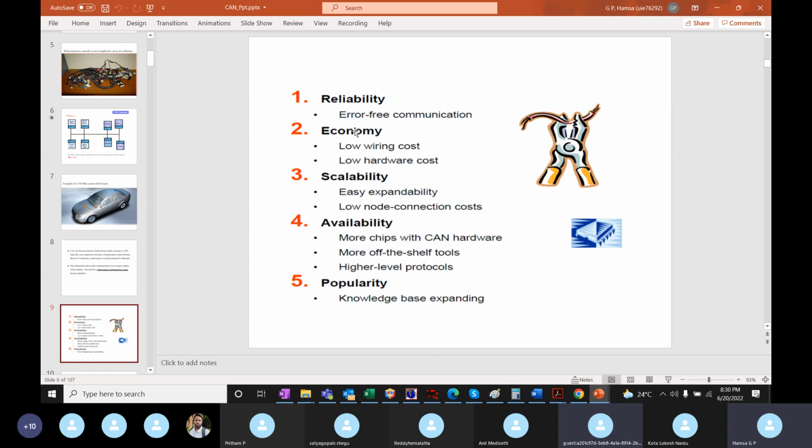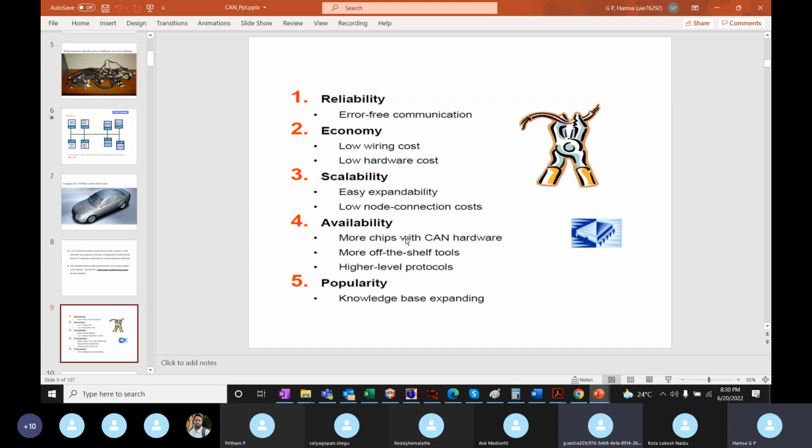The main reasons are that it is reliable, nothing but error-free communication. You will understand what error-free communication is in a later session. You don't have to worry, there is a specific session for error-free communication. And then someone said it's economy. Yes, it is right, because it is low cost, having only 2 wires, and the hardware cost is also less.